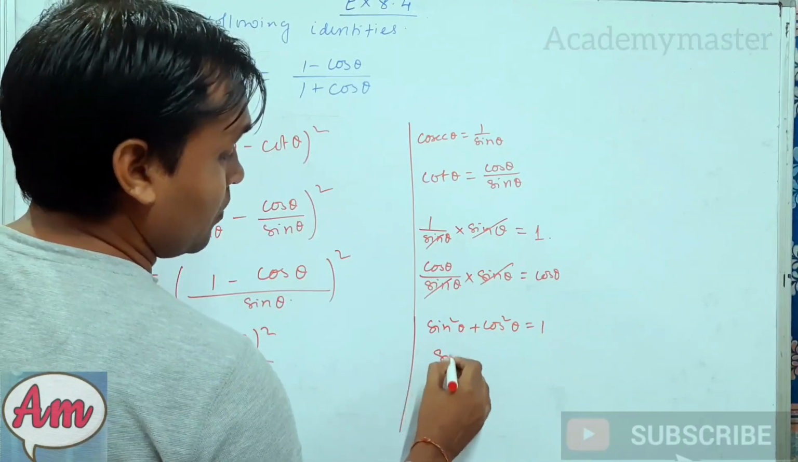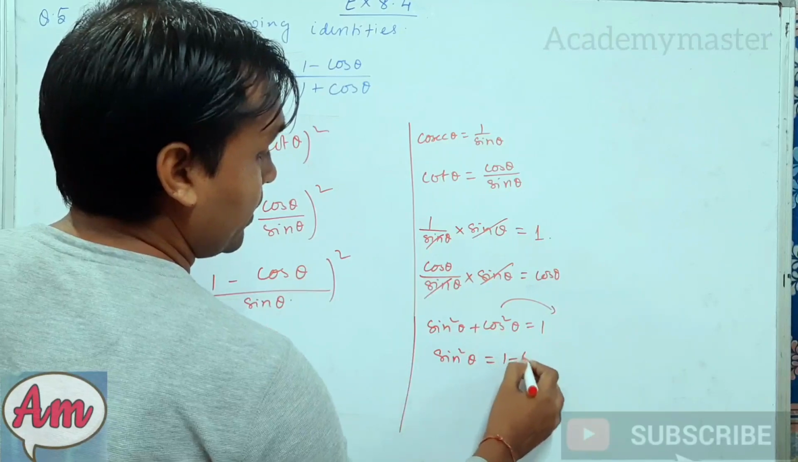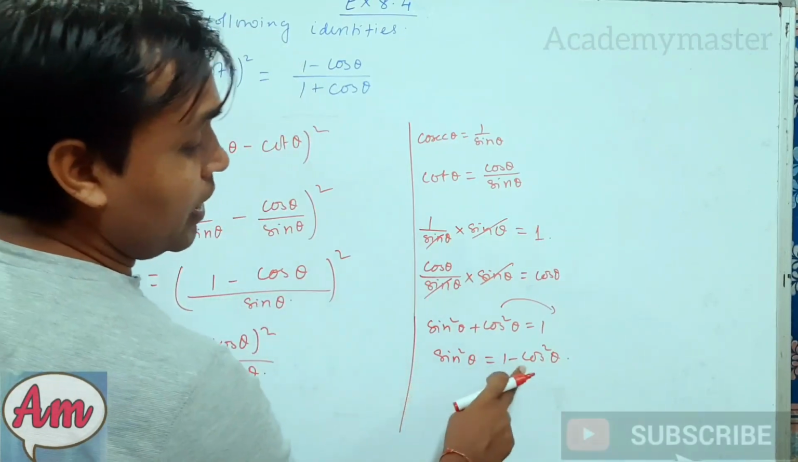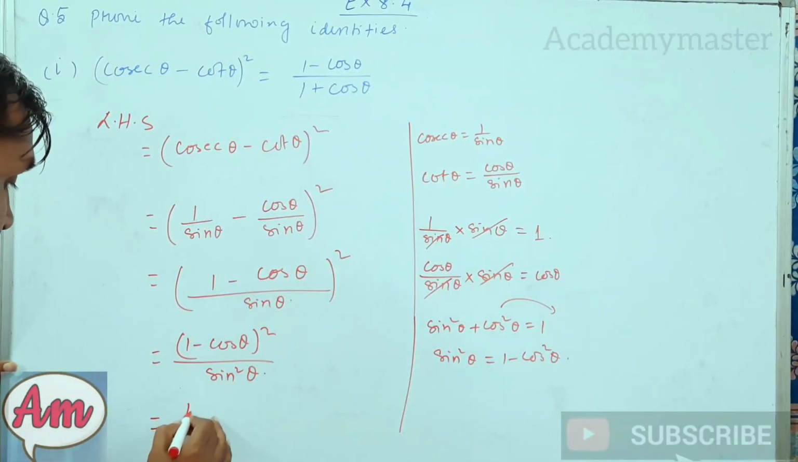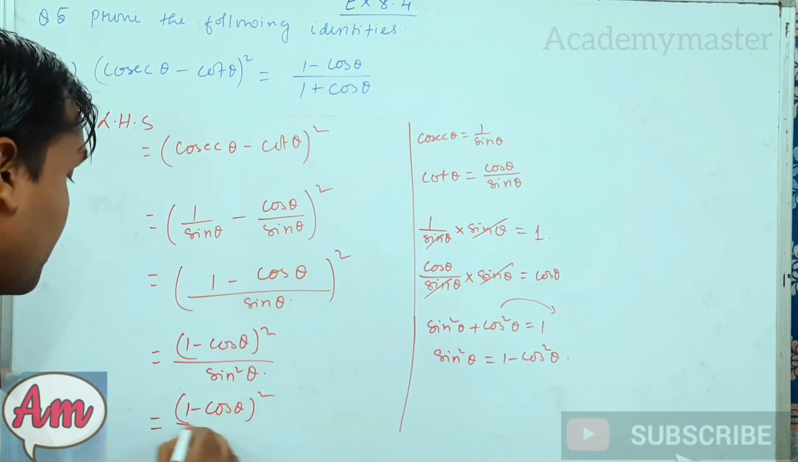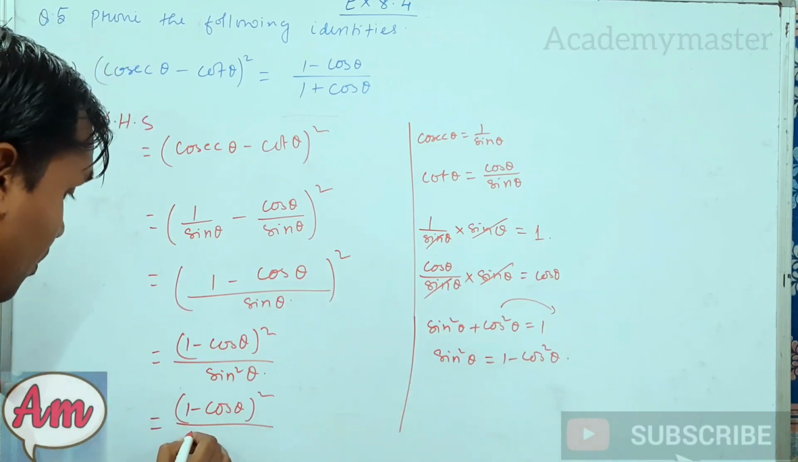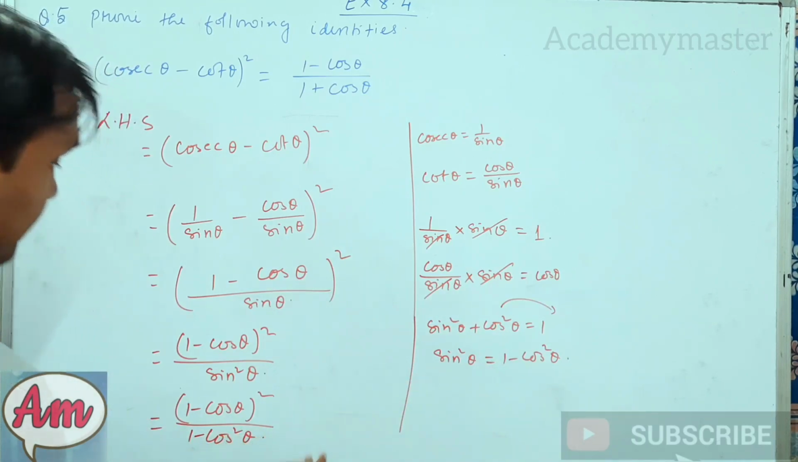So from here, if I want to find out sine square theta, it will be what? Cos will come this side, 1 minus cos square theta. Right. So in place of sine square theta, I can write it what? 1 minus cos square theta. So it will be written as 1 minus cos theta whole square by sine square theta, which can be written as 1 minus cos square theta.